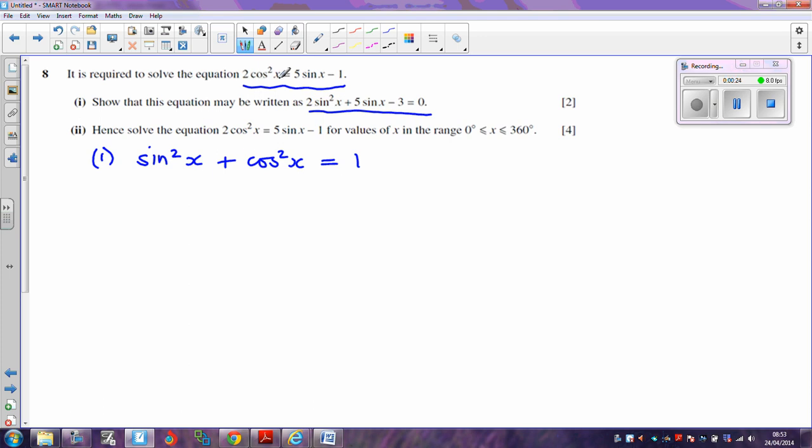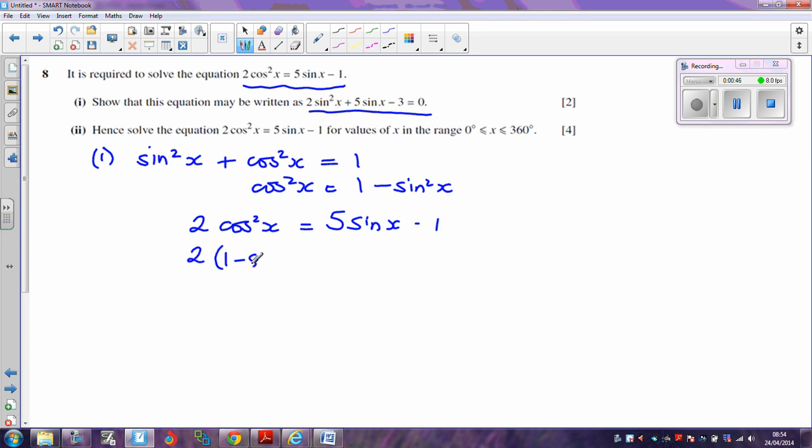Now that means that instead of cos squared x, I can write that cos squared x is equal to 1 minus sine squared x. And what I'm now going to do is take my original equation, so 2 cos squared x is equal to 5 sine x minus 1, and replace the cos squared here with the 1 minus sine squared x from there. So that is equal to 5 sine x minus 1. If I just multiply out the brackets, I've now got 2 minus 2 sine squared x is equal to 5 sine x minus 1.